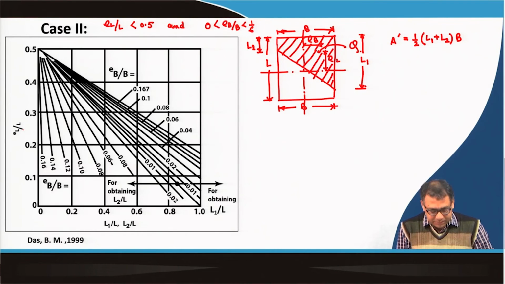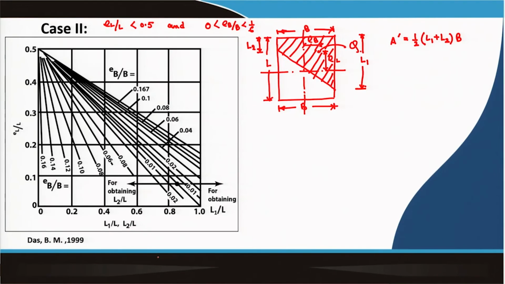So, this value is given, and then we have to calculate EB by B, because EB by B is between 0 to 1 by 6. So, 1 by 6 is roughly 0.167 actually. So, that is why this is given from 0.01 to 0.167. Now, this x axis is given the L1 by L or L2 by L, so I will get the ratio L1 by L and L2 by L.